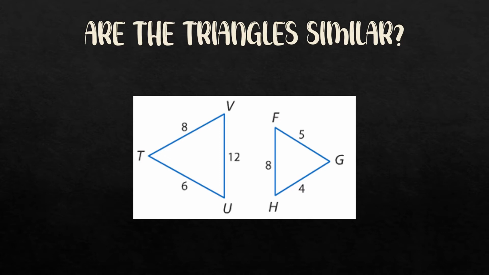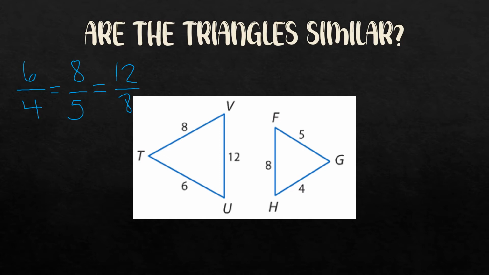So I'm going to start with the triangle on the left. My shortest side is 6. The triangle on the right, the shortest side is 4. Triangle on the left, the medium length side is 8, and the triangle on the right is 5. And finally, on the triangle on the left, the longest side is 12, and the triangle on the right is 8. So you can either try to simplify them and leave them as fractions, or you can change them to decimals. It's really up to you.